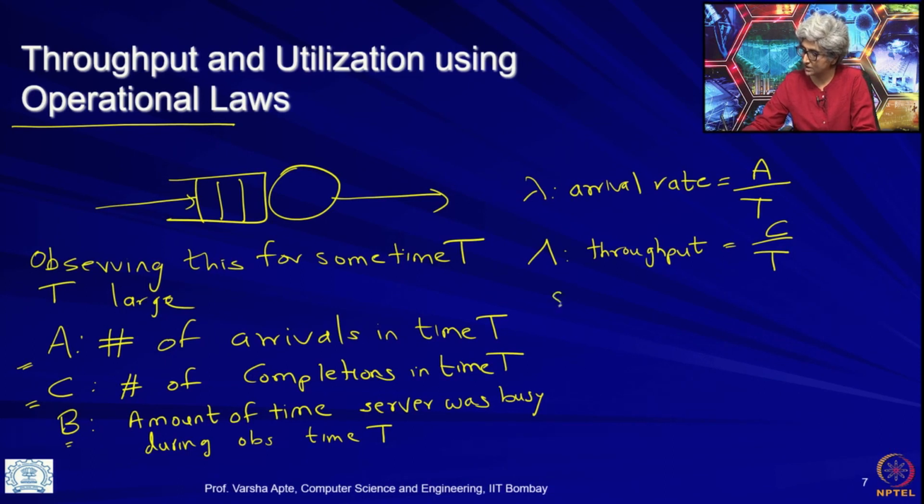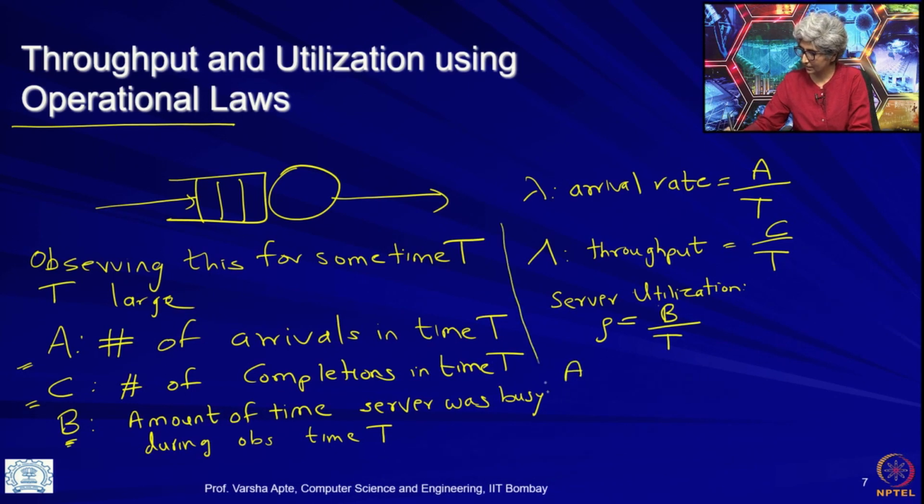What about server utilization? Since we have been given this time B, somebody has measured how much time the server was busy. So, utilization is basically the fraction of time that it was busy. So, this rho is basically B by T, right. Now, if you just look at this, we can actually derive one more parameter. Given all of these numbers, can we write what is the average service time?